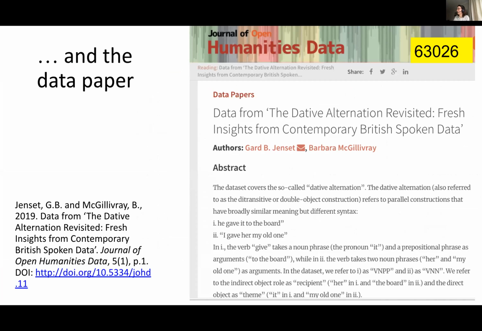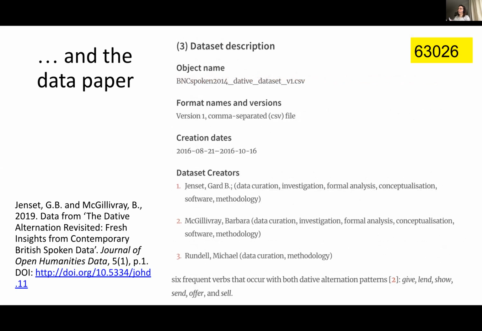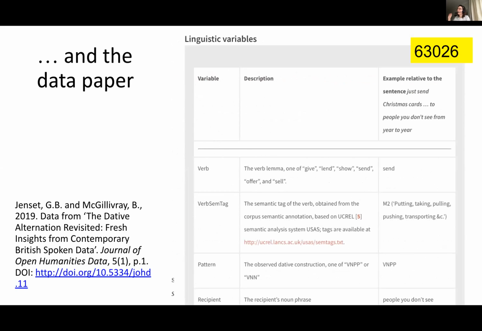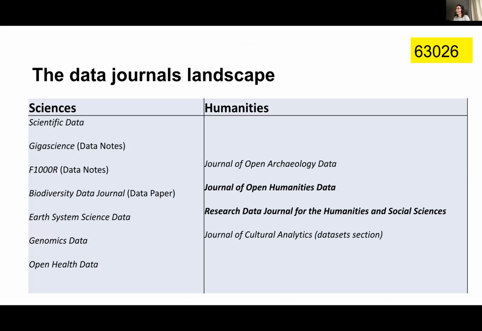And just to show you what this data paper looks like, it's quite short, and it's focused on describing the data set. So there's a section on method, a section on location of the repository, a description of the data set itself, who created the data set, what it's called, when it was created, information about what goes in each column of this CSV file, and then a section on the reuse potential, which is really important because the point of sharing data is that others can reuse them.